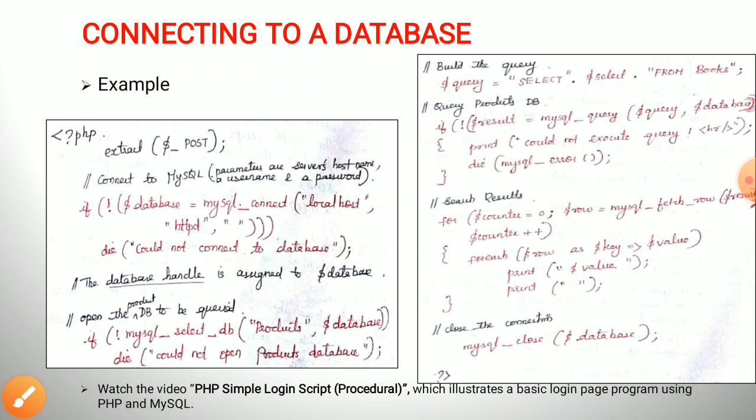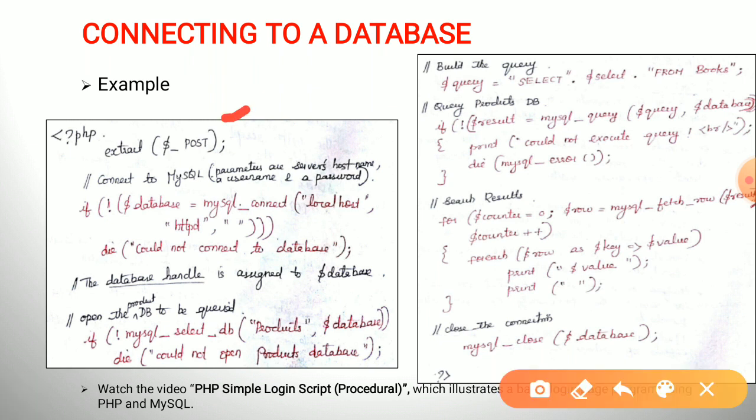Now in this database.php file, the first line is extract $_post. Okay, so we are extracting the value sent by the client.